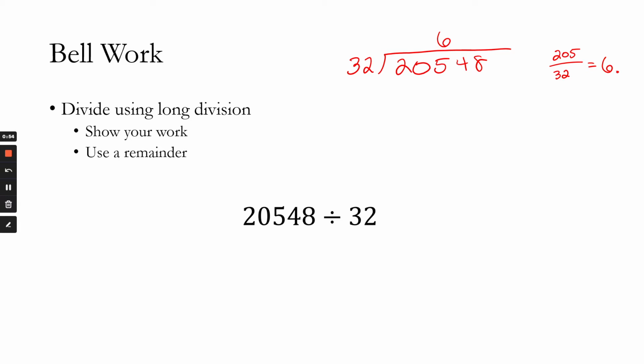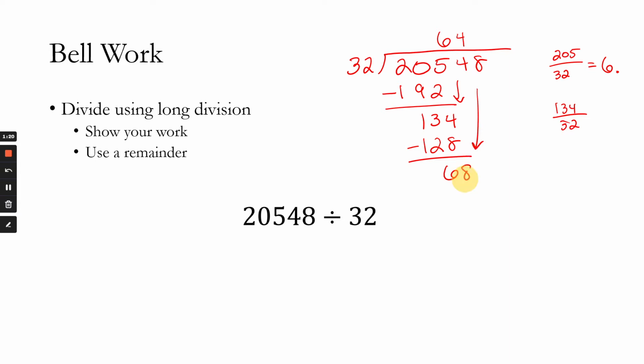Then you take 6 times 32. We multiply down and around. We get 192. Then we subtract. Bring the 4 down. Now we're going to take 134 divided by 32, and we get 4. Multiply down and around, 128. Subtract. Bring the 8 down. And then 68 divided by 32 gives us 2.